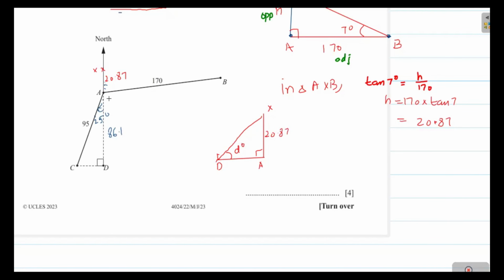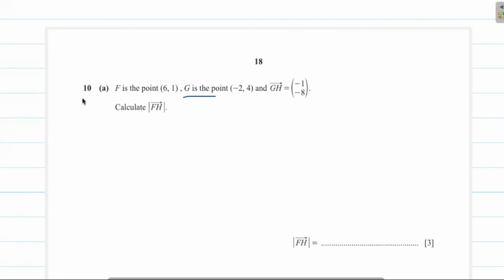This length is 20.87. Now you see here AD length is 86.1. This is the right angle triangle, and this side is the opposite to the angle D degree, and this side is the adjacent side. Now we take tan D degree equal to opposite over adjacent, 20.87 over 86.1. Then D degree will be equal to tan inverse of 20.87 divided by 86.1, we get 0.242. Now we take the tan inverse, that will be equal to 13.6 degrees. This is the answer.